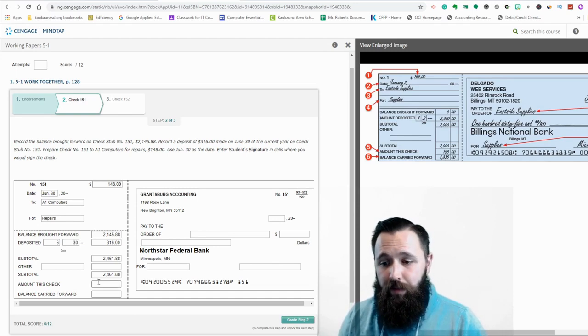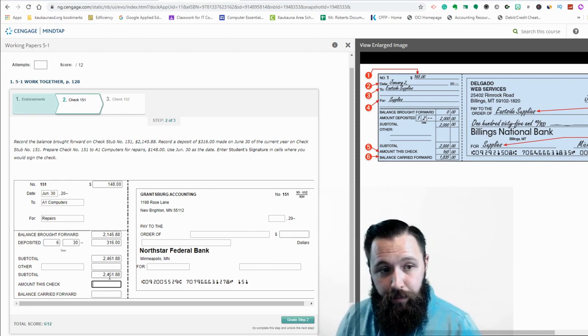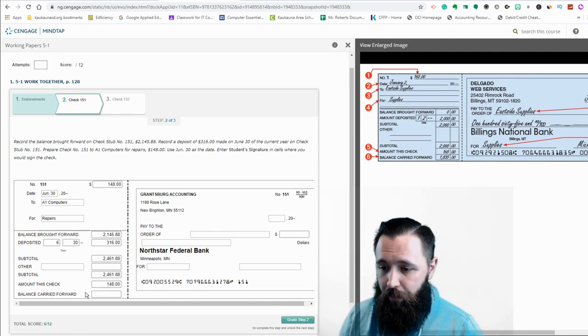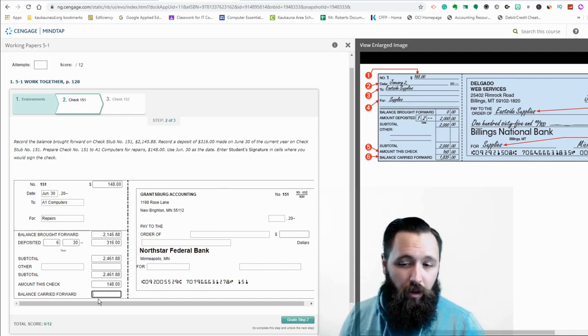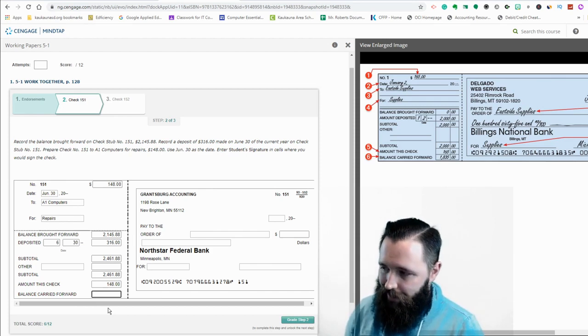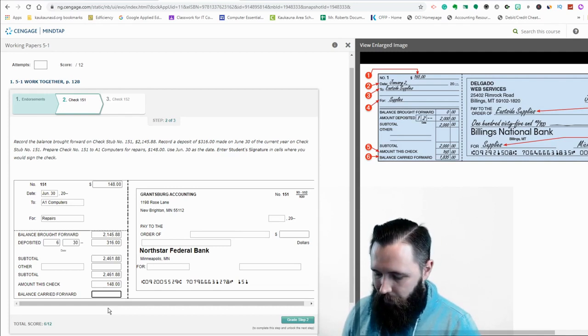Let's go to step number 5. What's the amount that's actually on this check? Well, it's 148, right? Because we're recording the amount that we're going to write out this check for. It's $148. So what's the balance that's going to be carried forward? We can calculate this out right now. 2,461.88, and I got a calculator here, right? And we're going to subtract 148. It's going to be 2,313.88.